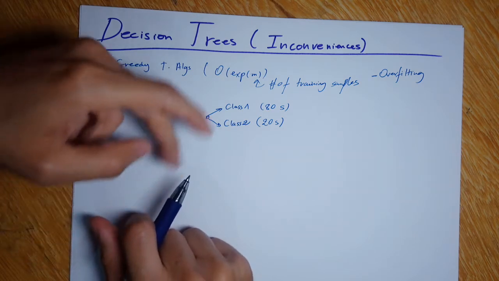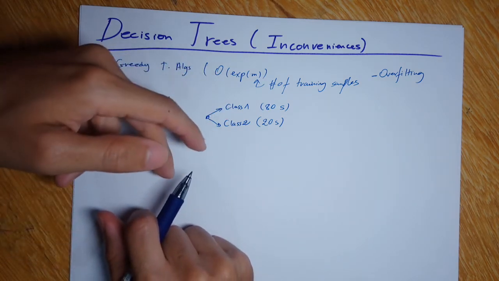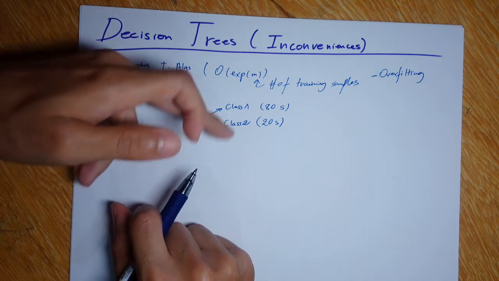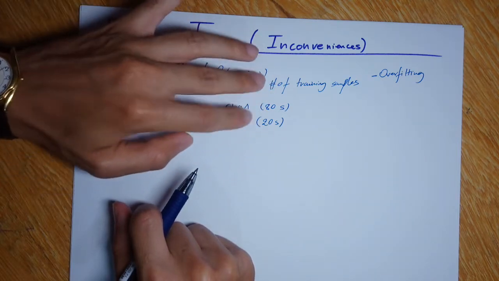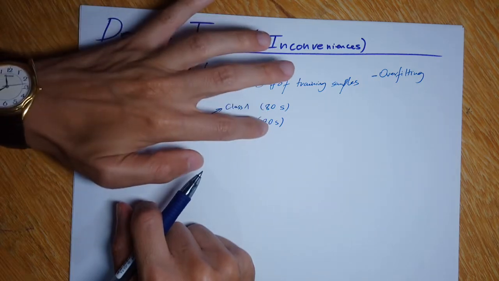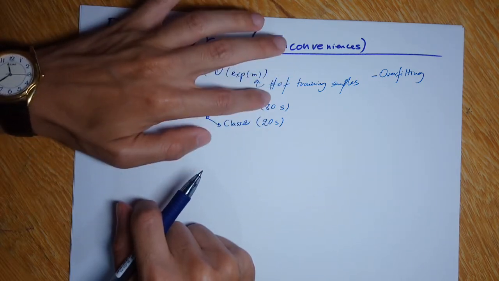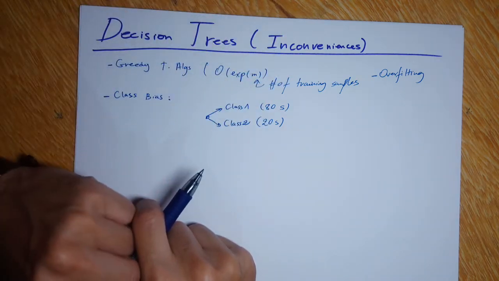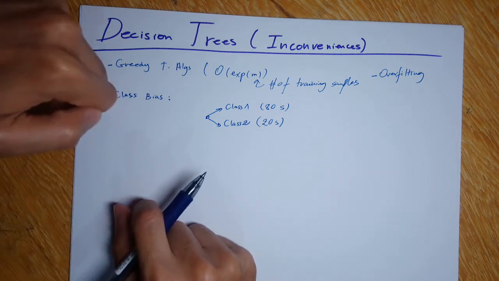And to avoid this problem, we need to do a simple pre-processing on the data. We need to balance these two classes. We need to have the proportion of this class almost equal to the proportion of this class, and this would allow us to avoid the problem of class bias.